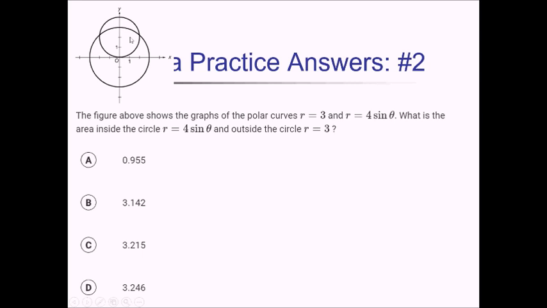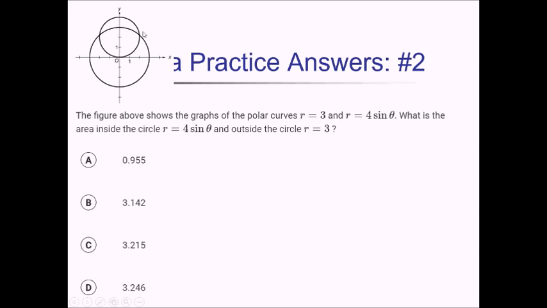Basically, if we're inside the smaller circle and outside the bigger one, we're in this little crescent moon-shaped region up here at the very top. So we want that area. My general strategy is to find the area of this smaller circle from this angle to this angle, and then subtract the area of the bigger circle from this angle to this angle.